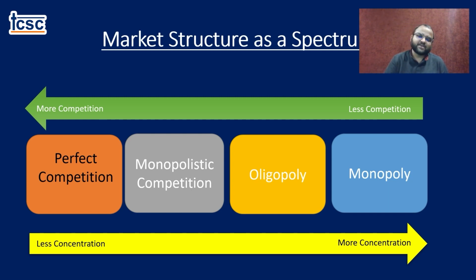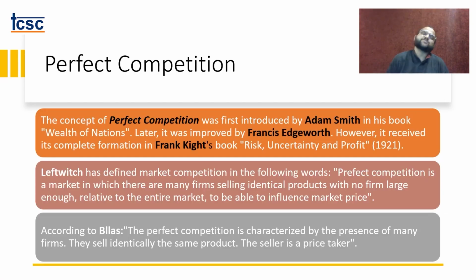Now this is where I'm going to stop the technical explanations because we will explore each of these competitions in detail. First, perfect competition. Significantly speaking, one of the first instances where you get perfect competition is in Adam Smith's work, which was later developed by Francis Edgeworth. However, it is Frank Knight's book which actually develops this concept in a far more extensive way.